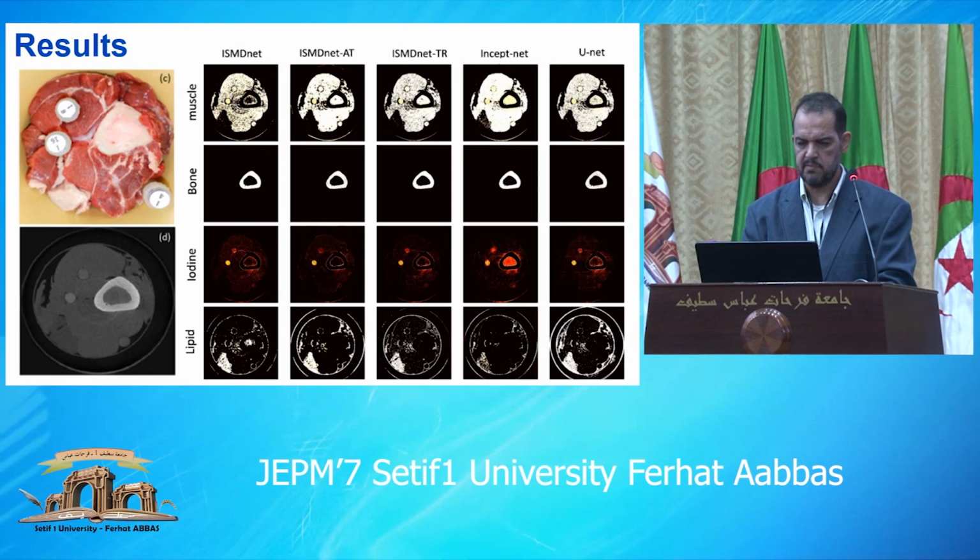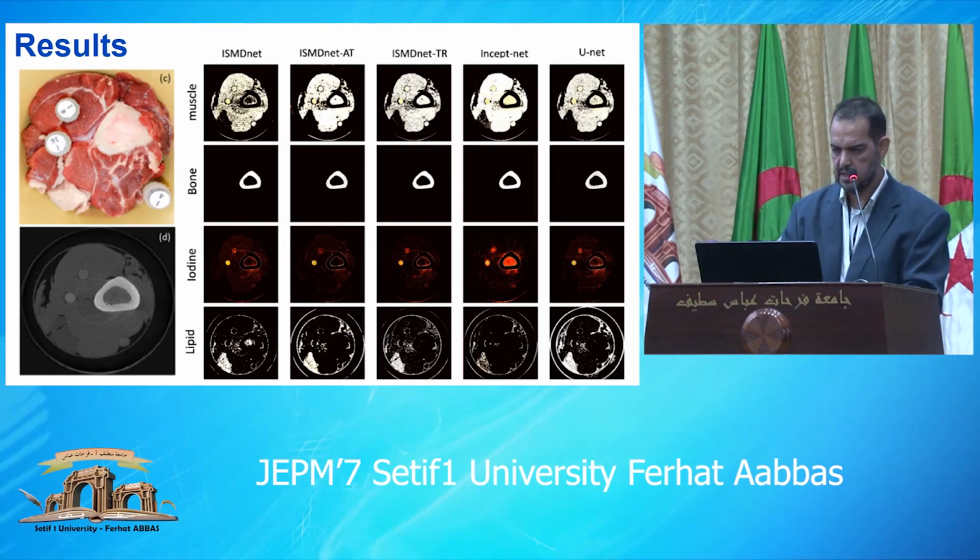Okay, same thing, he did the image of the steak, and he did the material decomposition. So this is ISMD-Net with attention mechanism. This is with a transformer, INSEPT-Net, and UNet. So all of them are deep learning methods. These are the three variants that he implemented. And this is a muscle map or muscle material decomposition image. This is the bone, and so the bone is here, okay, and you can see all of them, basically in the bone, had good results.